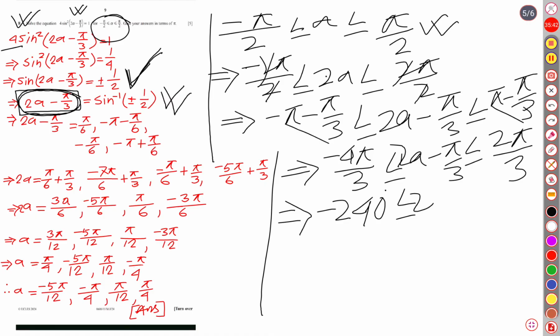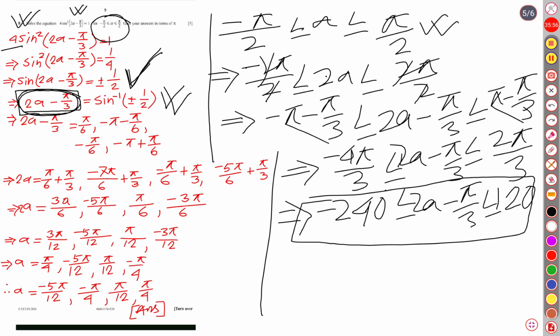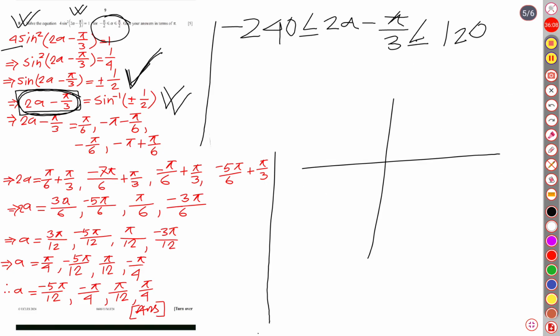Then twice alpha minus pi over 3, and here it is going to be 120. So this is the redefined domain for us. Let me write the redefined domain on top. Before that, I will have to erase this unnecessary portion. So our domain is from negative 240 to 120.